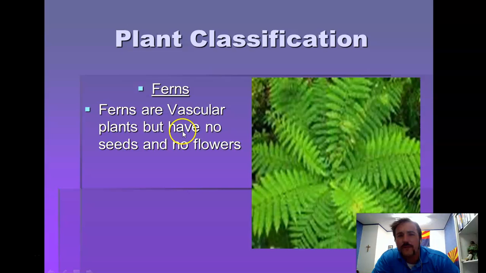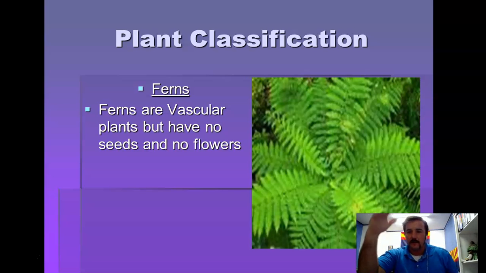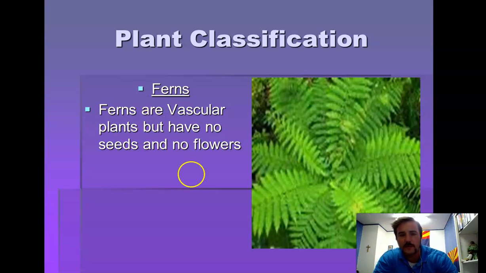We're going to move on to ferns. Now, ferns are vascular. Ferns aren't the tallest plants in the forest, but they still have some height. They can grow tall because they have the tube-like structures. But please notice this. They're vascular, but they don't have seeds, and they don't have flowers. We're going to talk about spores a little bit later, but that's kind of how a lot of these plants with no seeds reproduce there, right?